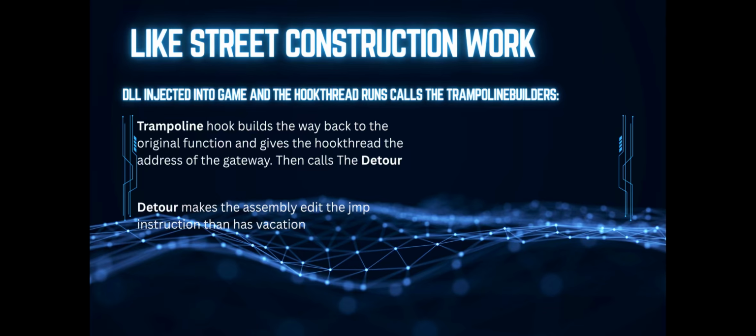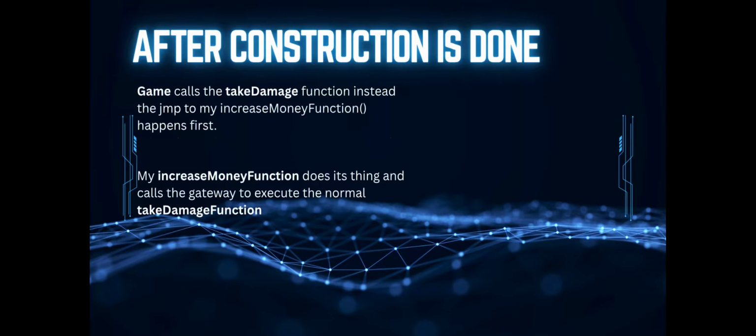I would compare it to some kind of street construction. So the DLL is injected into the game, the hook thread runs, so the trampoline builds the way back, and the detour makes the assembly edit. And then after the construction is done, the way to my increased money function is built. We are going to look into some of the C++ in a bit, but first, the very anticlimactic result.